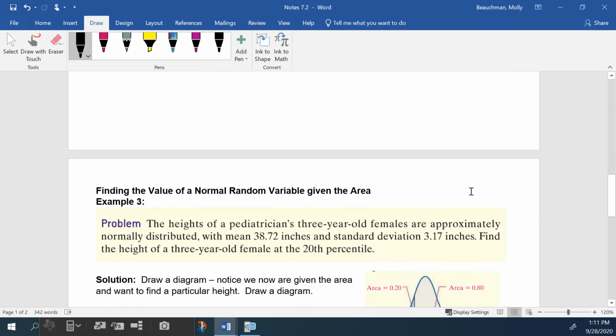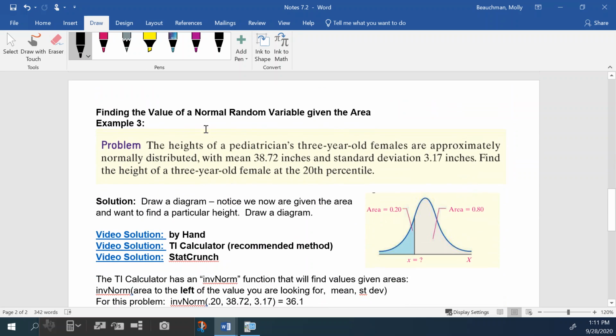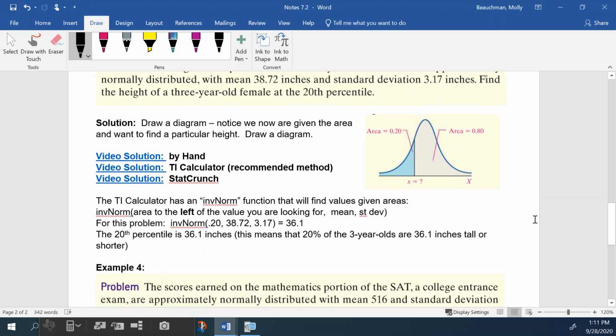Next example, what if we're given an area and we want to work backwards and find the height that goes with it? So in this case, the heights of a pediatrician's 3-year-old females are approximately normally distributed with the same mean, same standard deviation. Find the height of a 3-year-old female at the 20th percentile. So remember, the 20th percentile means that 20% of the population is that height or shorter. So what we're looking for this time is the height that goes with an area.